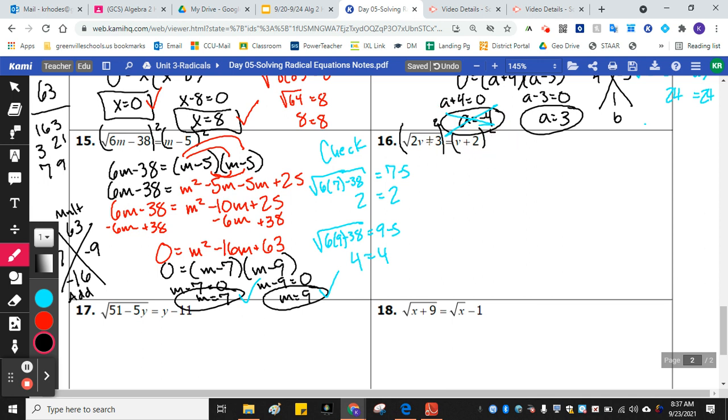Square both sides. On this side, the square root and the square cancel. On the right side, there is not a square root, so I have to multiply it times itself and FOIL. First, outside, inside, last.